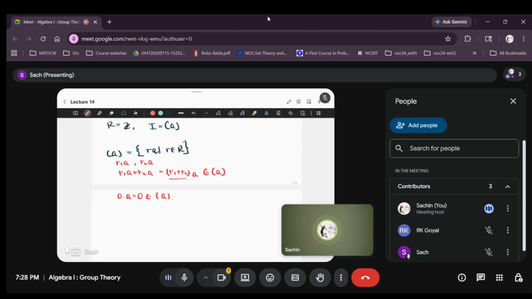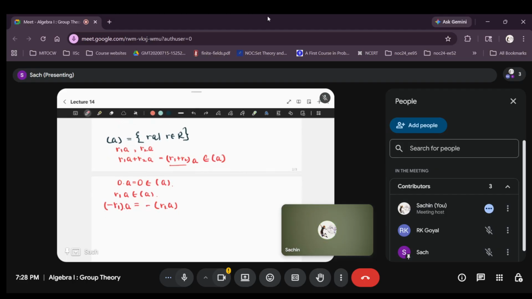Then if you have R1A, you can always take the negative of that and multiply with A. And we showed in one of the problems that this will be equal to minus of R1A. So if you have R1A, you have its additive inverse also. So this is an additive subgroup.